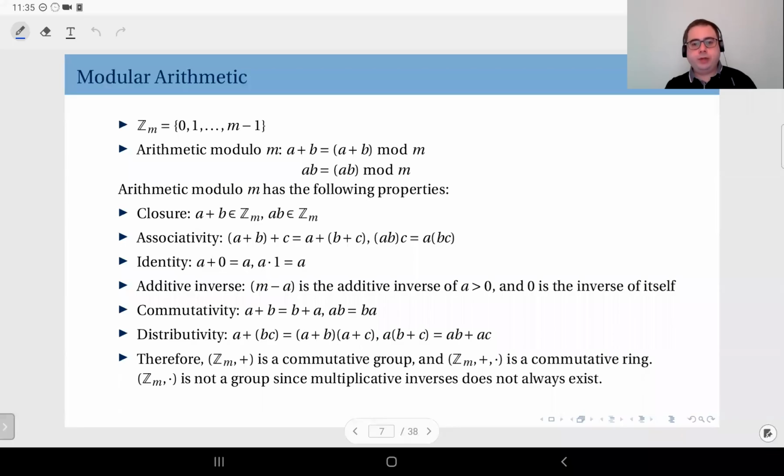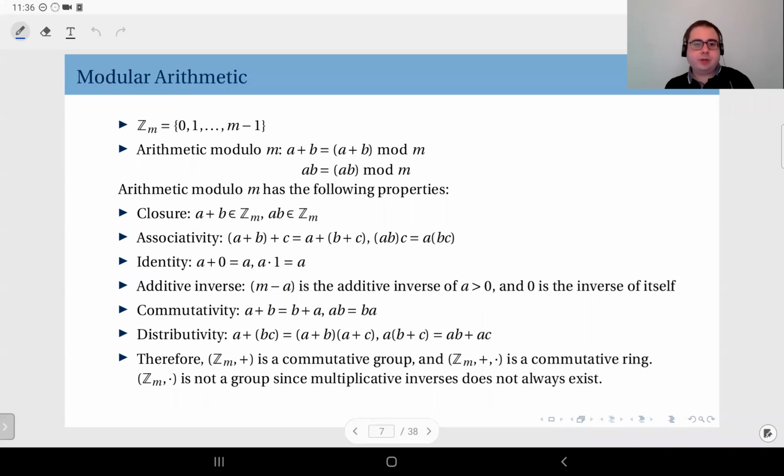So at this point, we are ready to define modular arithmetic. And this type of arithmetic, I'm sure most of you, maybe all of you, are familiar with. Let's lay out the rigorous properties here. Modular arithmetic is defined on the set of integers from 0 up to m minus 1, where m is going to be the positive modular value.